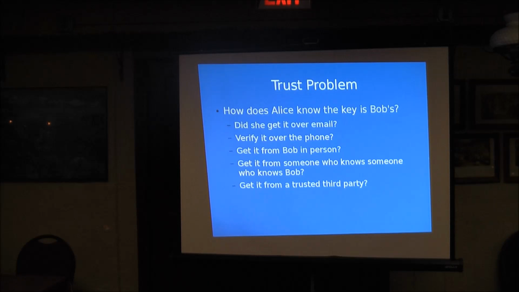Did she have Bob's phone number already and she just called him up and said, hey, is this actually your key? And how did she get that phone number already? How paranoid are you about your links of trust? Get it from Bob in person, then you can be pretty sure of it. Maybe you got it from somebody who knows Bob. Do you trust everybody in that chain? Or did you get it from some trusted third party who's supposedly impartial?